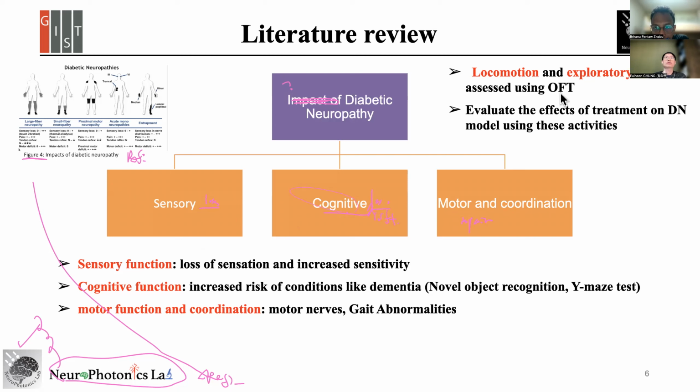Whenever you write OFT, there should always be a space, open field test. You are repeating it, so I think it's fine. And don't use capital letters unless necessary. This one is fine because it is an original name. But this one you should use lowercase.